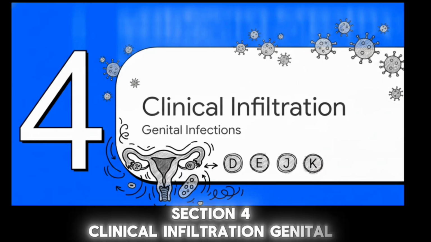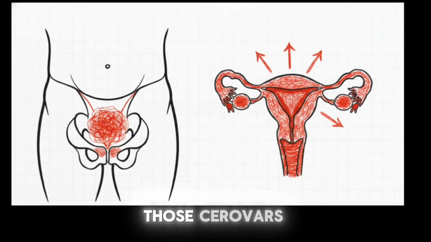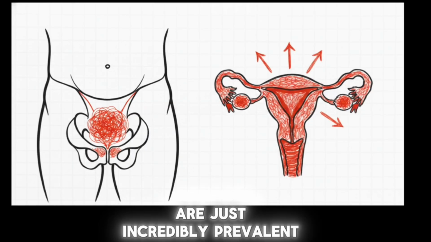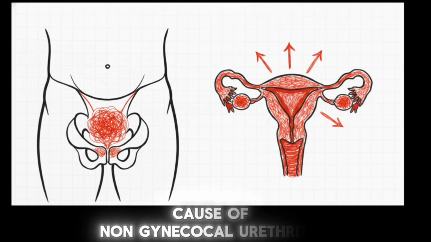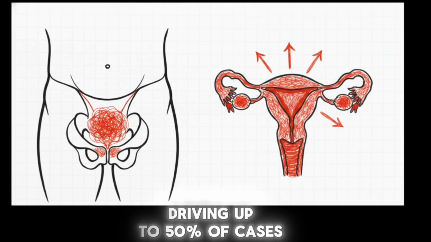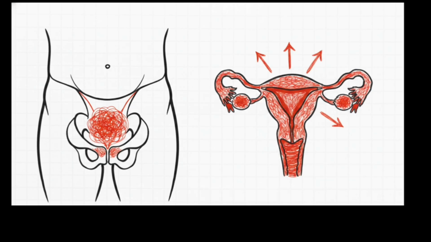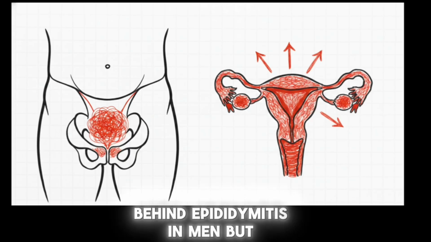Section 4. Clinical infiltration: genital infections. In human hosts, those serovars D through K are just incredibly prevalent. For males, C. trachomatis is the number one cause of non-gonococcal urethritis, or NGU, driving up to 50% of cases. Symptoms usually pop up about 7 to 10 days post-exposure with discharge and painful urination. It's also the main culprit behind epididymitis in men.